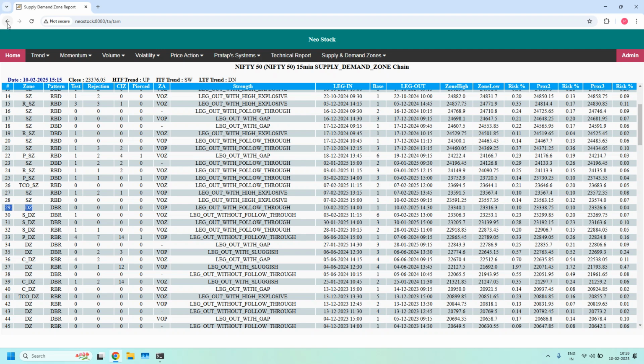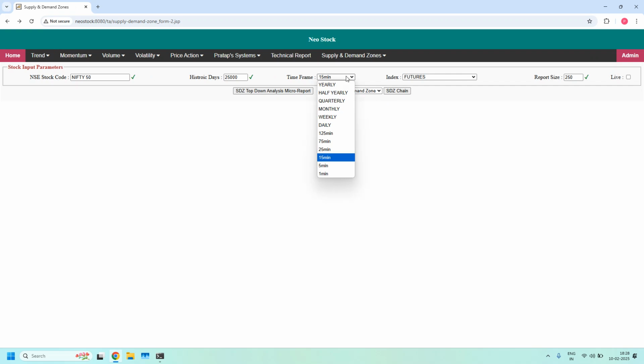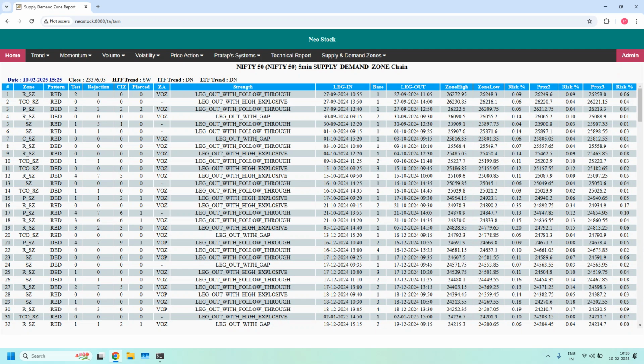Okay, next, 5 minutes supply demand zone chain for Nifty. All are supply zones. Let me scroll the list down to get the demand zones, and then we will keep the nearest demand zone in the center.